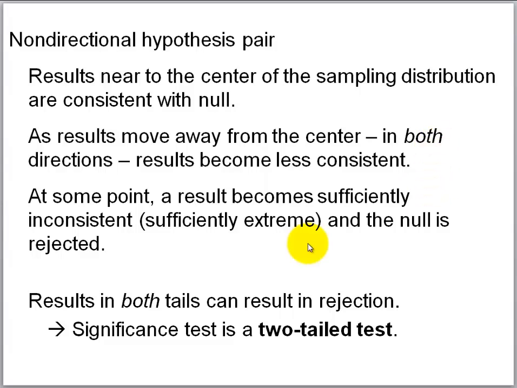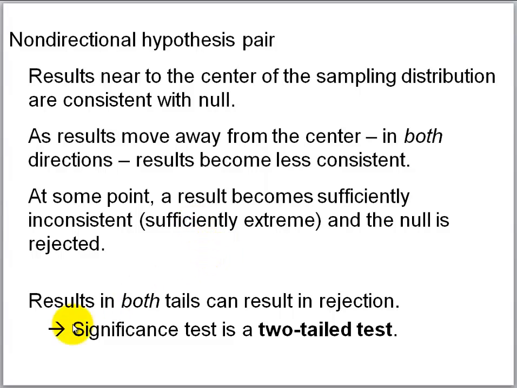And finally, as you keep moving towards the two tails, the result becomes sufficiently inconsistent, or we can say sufficiently extreme, for the null to be rejected. In other words, it's out so far that we would say to ourselves that the luck of the draw hardly ever produces results this extreme. Therefore, it's likely that the null is false.